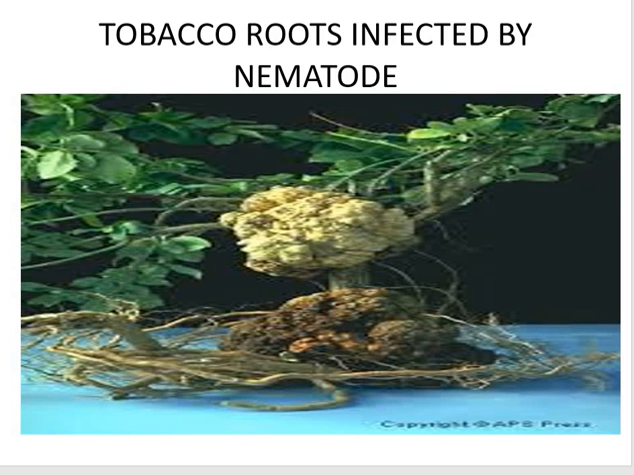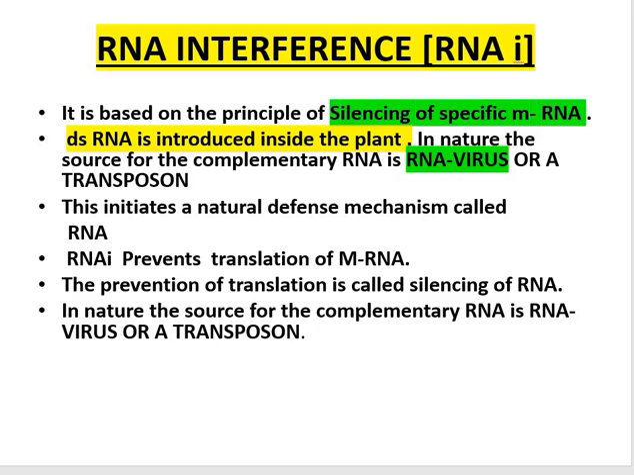So when tobacco plants are infected by Meloidogyne incognita, the infection of the nematode causes formation of tumors. These tumors result in reduced productivity in the tobacco plants. So scientists thought of using a novel mechanism to prevent this infection by nematode, and this mechanism was called RNA interference. So first let us understand what is RNA interference.